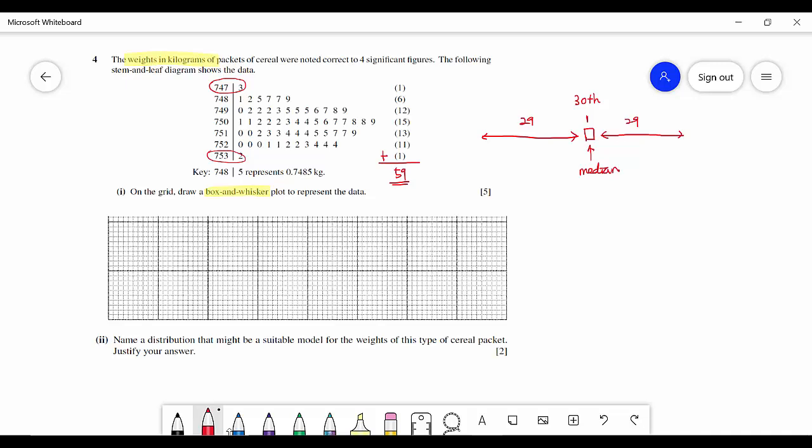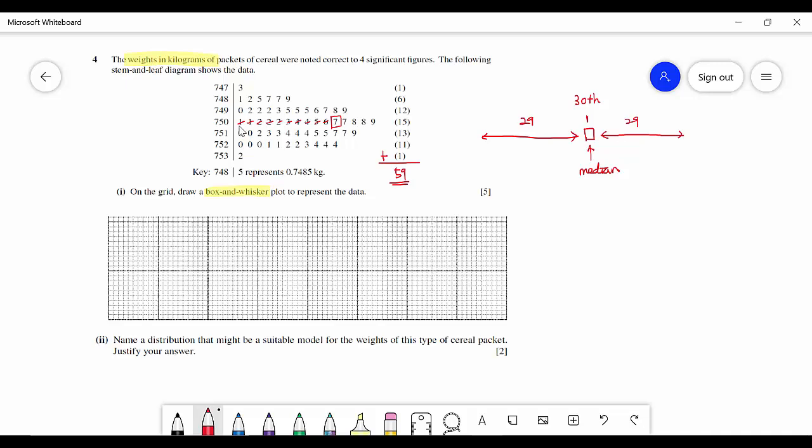To get the median, you need to look for the 30th data in this set, from this stem and leaf diagram. The first row you're having 1, second row you're having 6, so you have 7 in total. 7 plus 12 you get 19, and you want the 30th. So after 19 will be 20, 21st, 22nd, 23rd, 24th, 25th, 26th, 27th, 28th, 29th, and 30th. This is the 30th number, and it also means that this is actually the median.